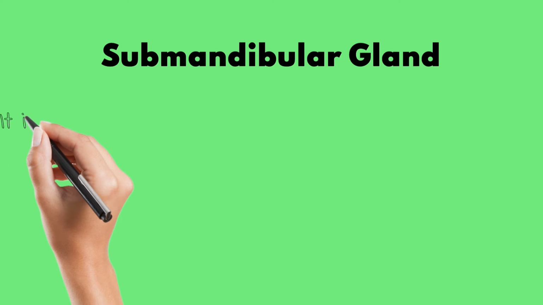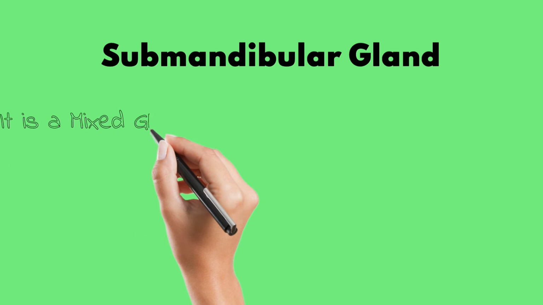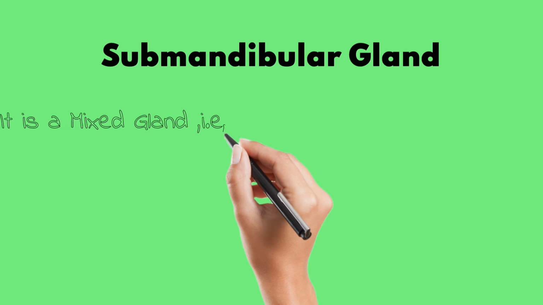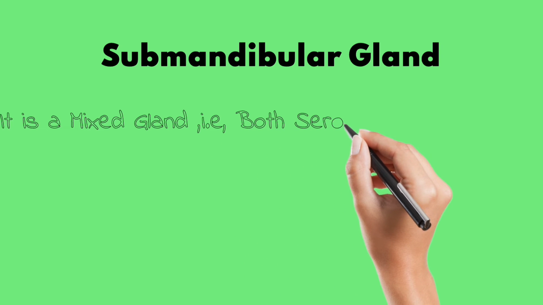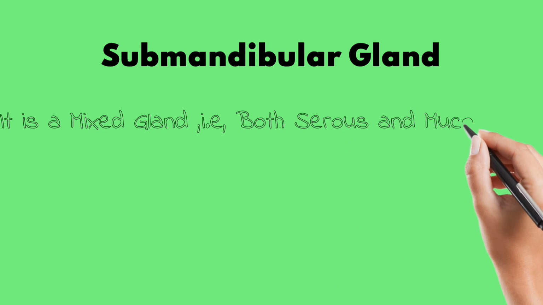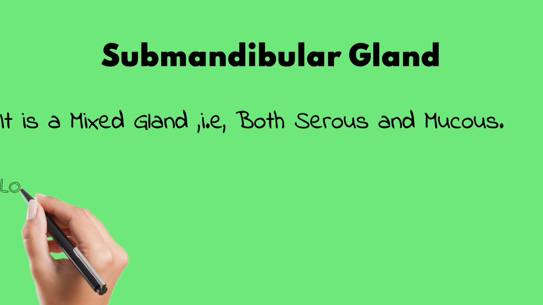Next, we'll move on to the submandibular gland. What is the submandibular gland? Its weight is about half of the parotid gland. So its weight is about 7 to 14 grams, that is half of the parotid gland.